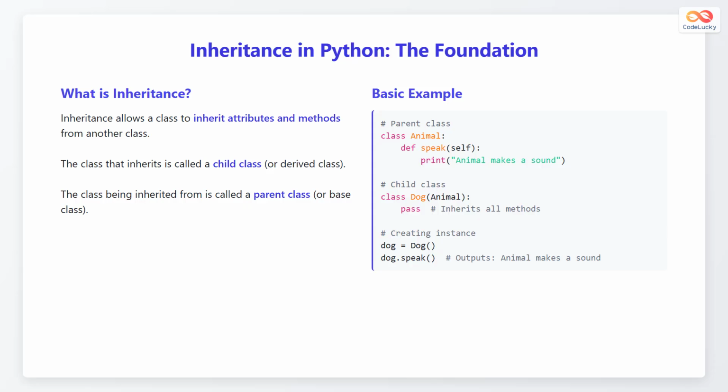Here is a basic example. In the parent class Animal, there is a method speak, which prints "Animal makes a sound." Now, a child class Dog is created which inherits from Animal. Inside the Dog class, we simply write pass, which means that it inherits all methods from the parent class. After this, an instance of the Dog class is created and assigned to the variable dog. When we call dog.speak, it outputs "Animal makes a sound."